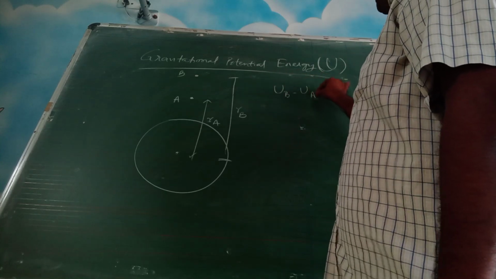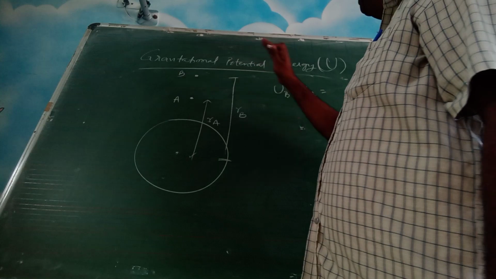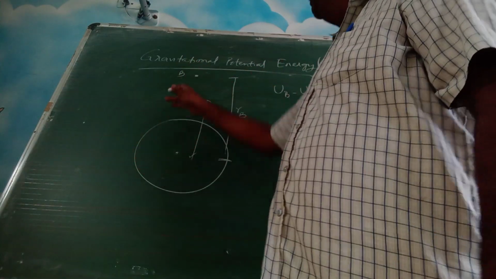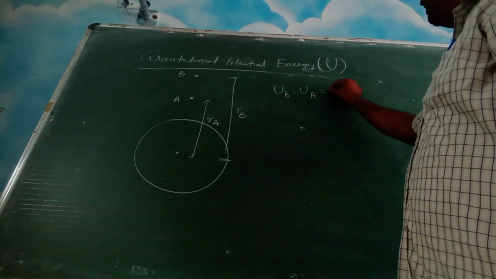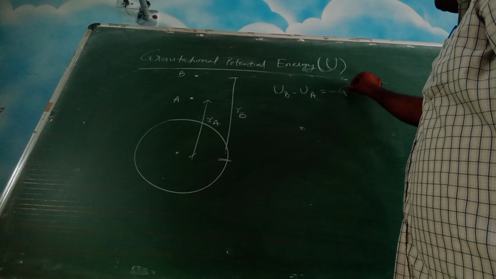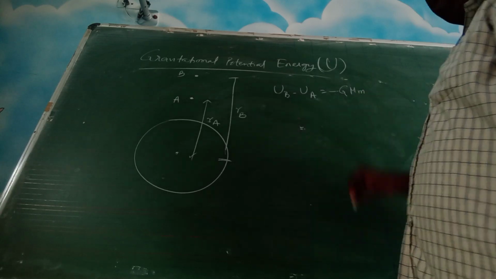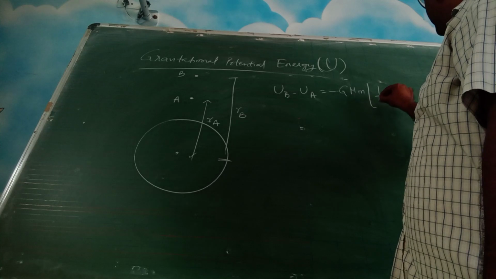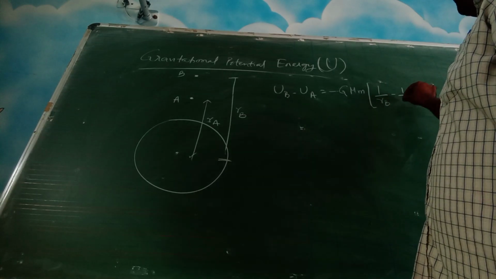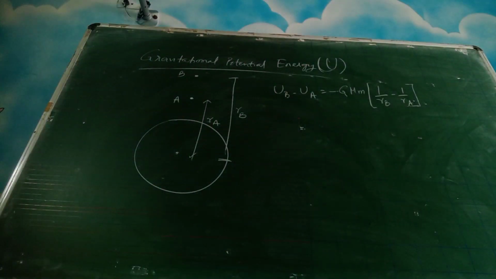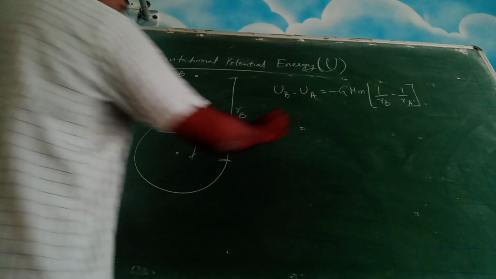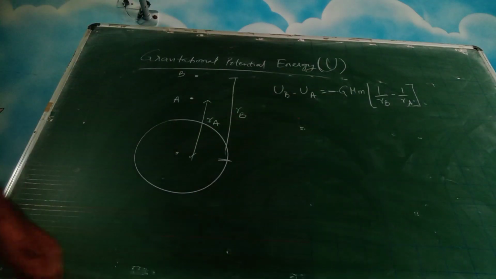So Ub minus Ua, the difference of potential energy. Obviously at this point it will have some potential energy. The difference of potential energy is given by minus G M m, where M is the mass of the earth and small m the mass of the object, times 1 upon Rb minus 1 upon Ra. So first thing, you know the formula. There is a minus sign. Ub minus Ua is equal to minus GMm (1/Rb minus 1/Ra).